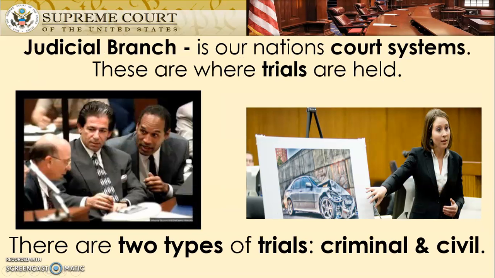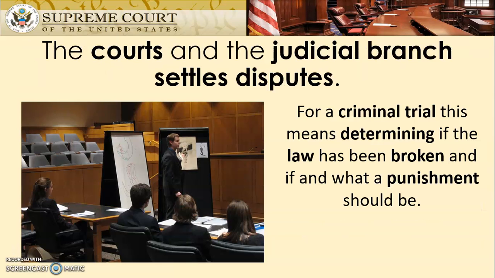The judicial branch really is our nation's court systems. These are where the trials are held. These trials are either criminal or civil. For example, if you really like Law and Order, like myself, you probably already know some of these things. So let's continue. The courts and the judicial branch, their main power is to settle disputes.